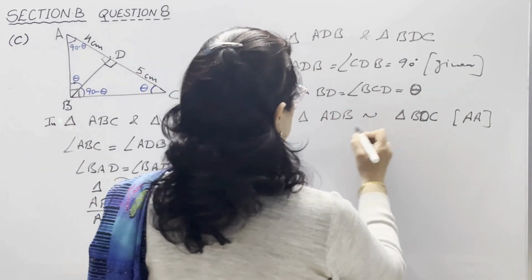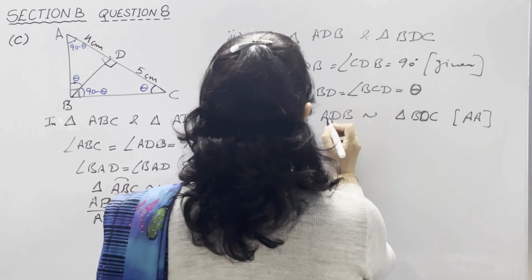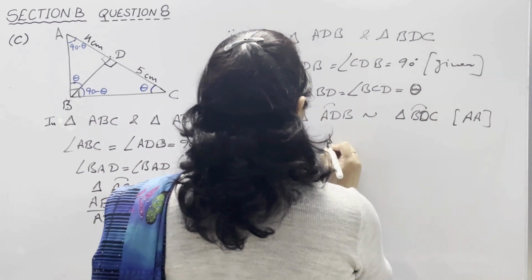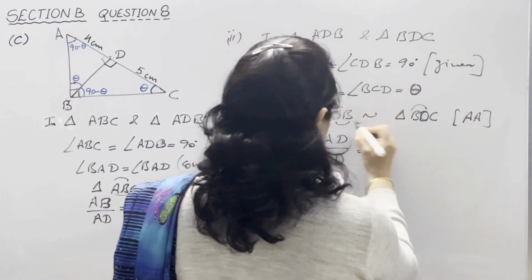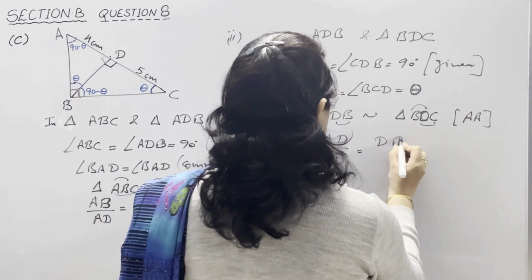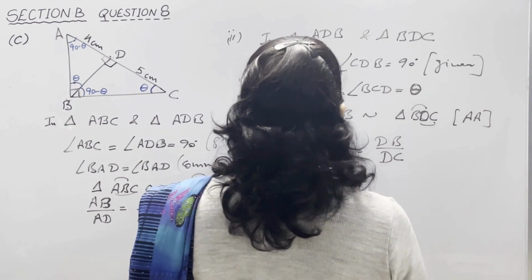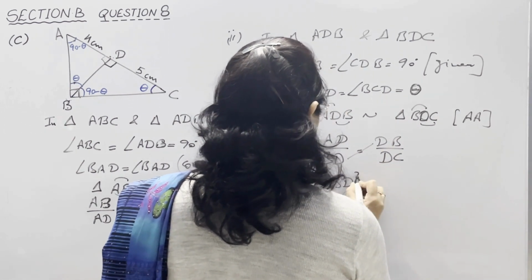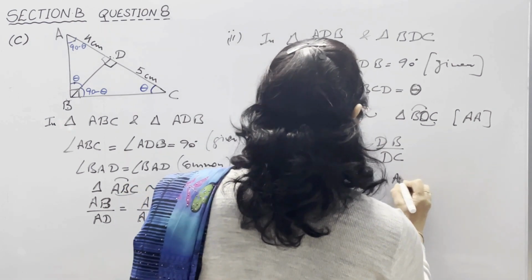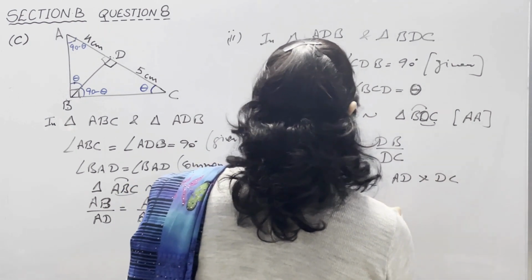So sides are in proportion. Here we need to take side AD and then BD. So AD upon BD, and then DB and then DC. Sides are in proportion. So again cross multiplying, BD square is equal to AD into DC.